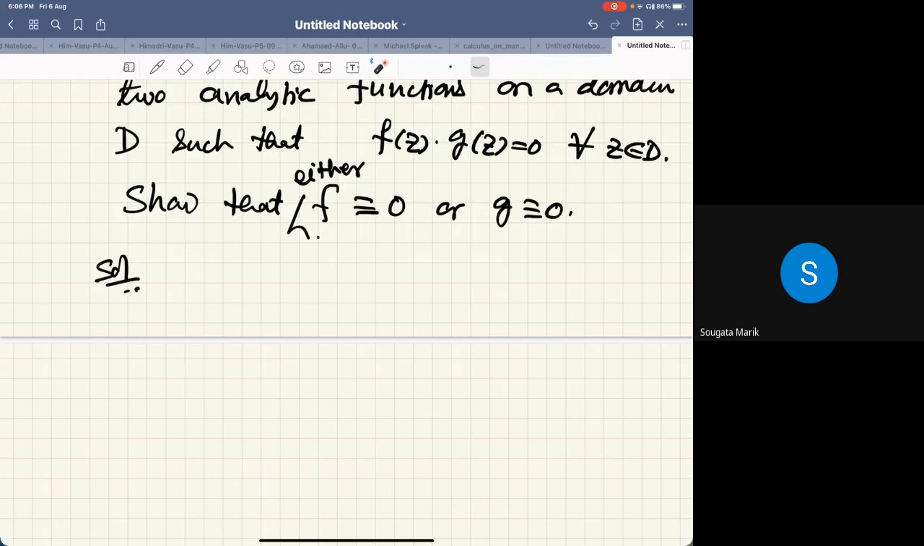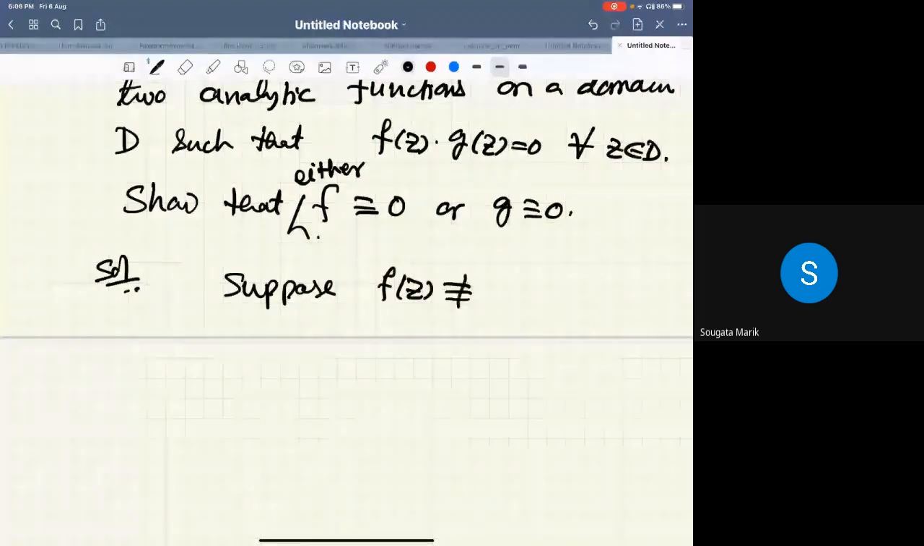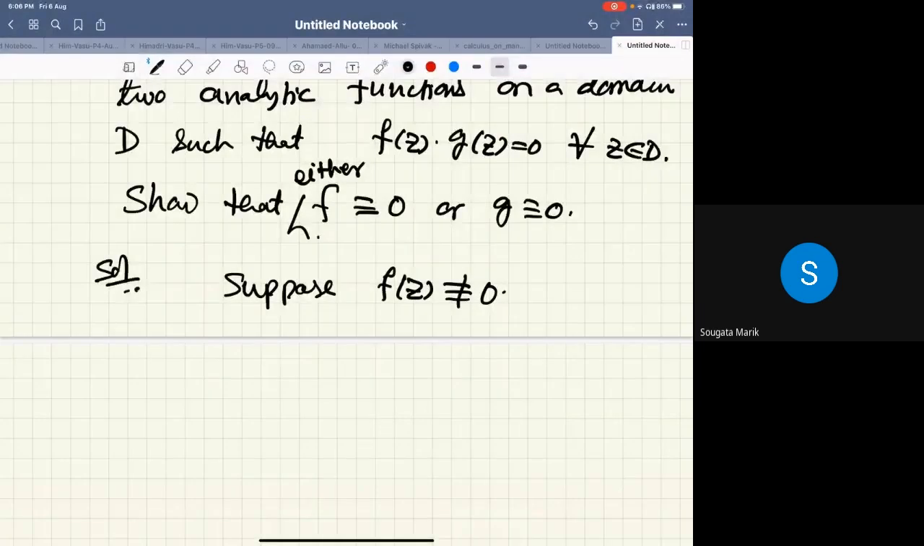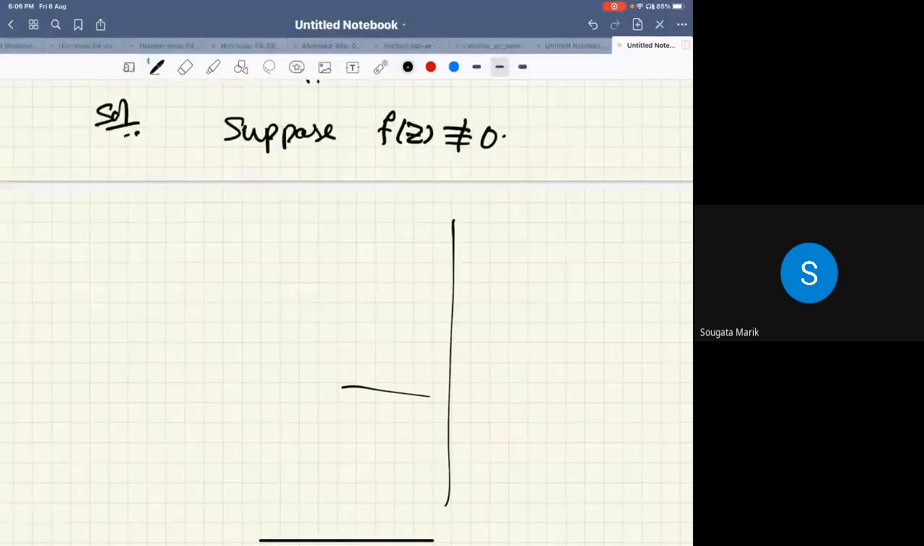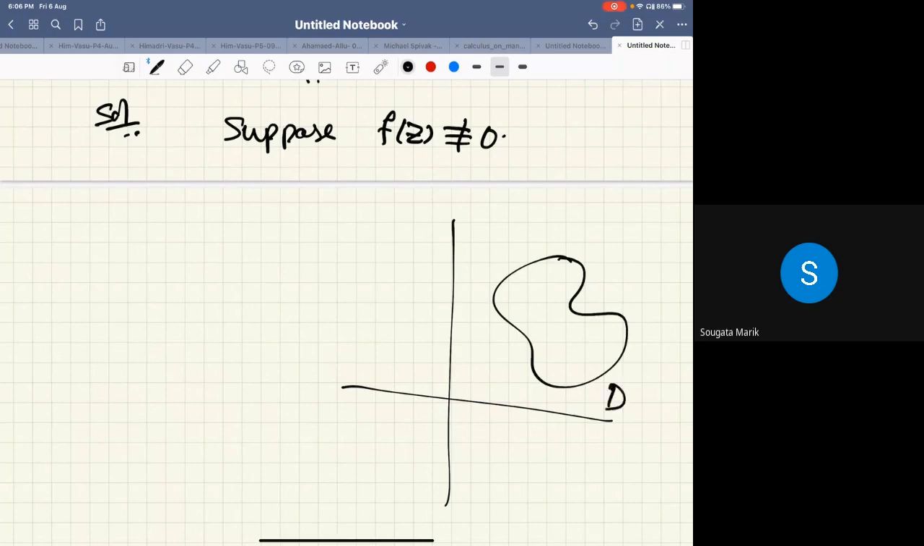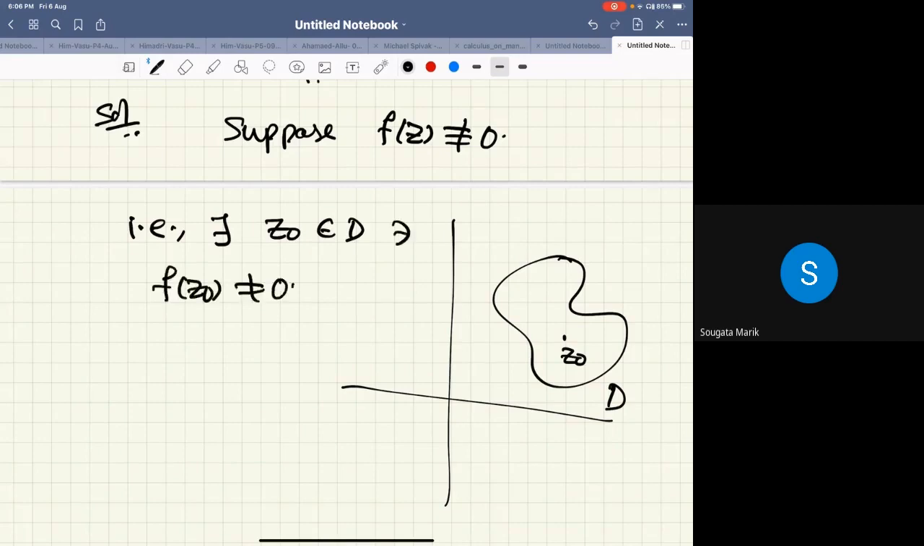We will prove that. Suppose f of z is not identically 0. So what does it mean? You have the domain D. So at least there exists a point in D such that f of z naught is not equal to 0. That is, there exists z naught belonging to D such that f of z naught is not equal to 0.